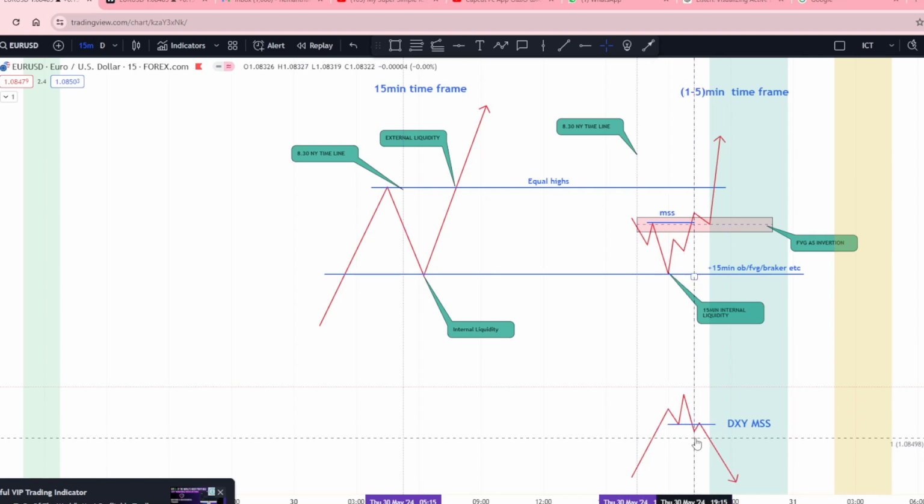If all these criteria are satisfied, then I take the trade, setting the stop loss at the last swing high or low, that is this area. So my main target is the next 15-minute external liquidity.